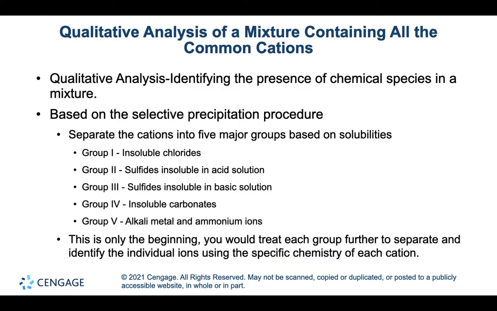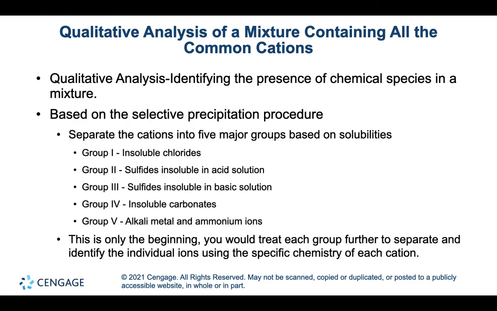So qualitative analysis, which I've alluded to up till now, is analyzing a mixture that contains various cations. Sometimes we can do qualitative analysis even on anions, but for this particular discussion, we're going to talk about cations, or metal positive ions. So qualitative analysis would be identifying the presence of certain chemical species in a mixture. So for instance, do I have calcium ion in this mixture? Do I have copper 2+ ion in this mixture? Do I have mercury 2+ ion in this mixture?